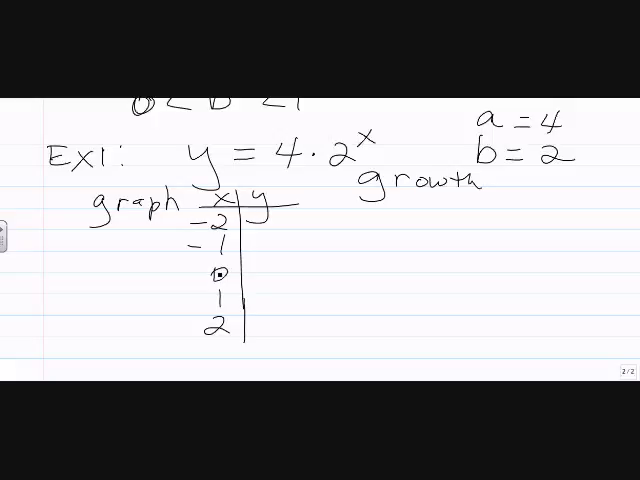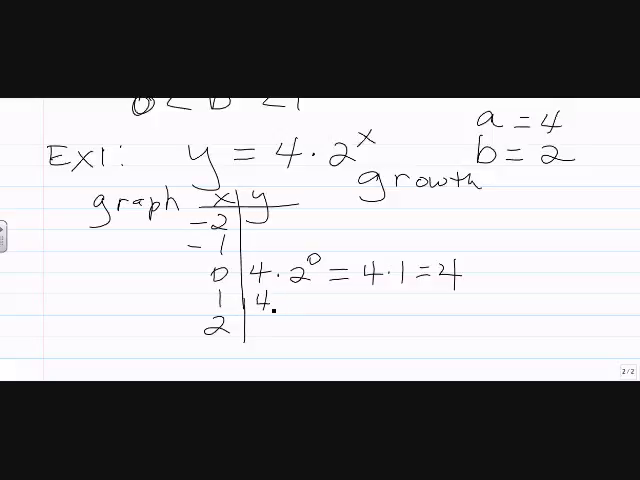So I'm going to start with the 0. So 4 times 2 to the 0 power, I calculate the exponent first. What's 2 to the 0th power? 1. Any number to the 0th power is 1, except for 0, which is undefined. So this is 4 times 1, which is 4. Yeah, and that was my y. That's going to be my y-intercept. When x is 0, I get a 4, just like my a was.